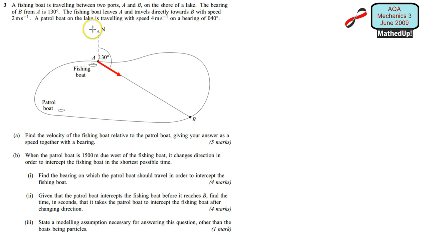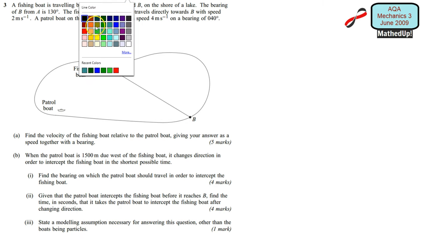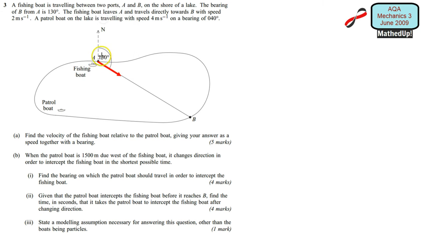Okay, and we're told that there's a patrol boat on the lake that is travelling with a speed of 4 meters per second on a bearing of 40 degrees. So I'm just going to mark on a north line here. Let's put that in green. That's my north there.